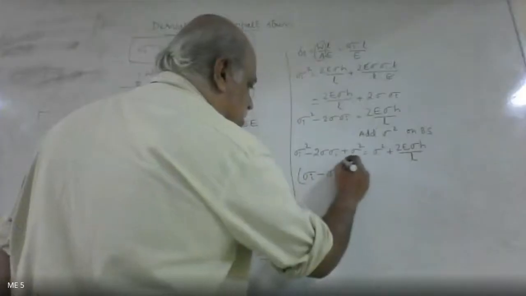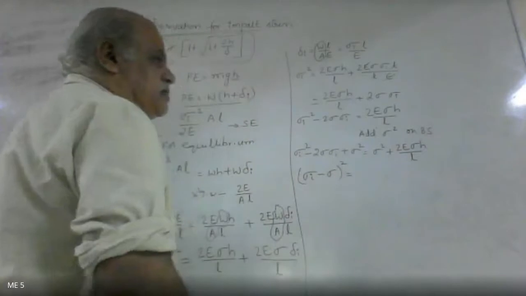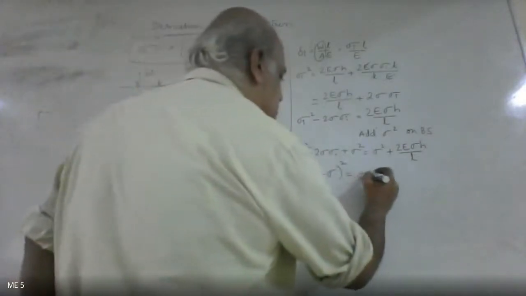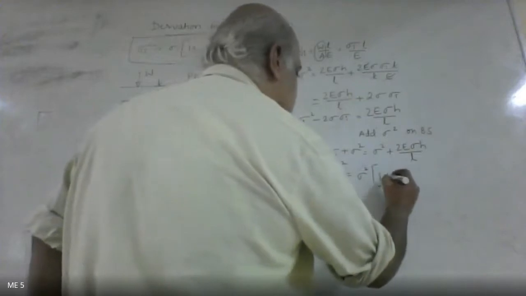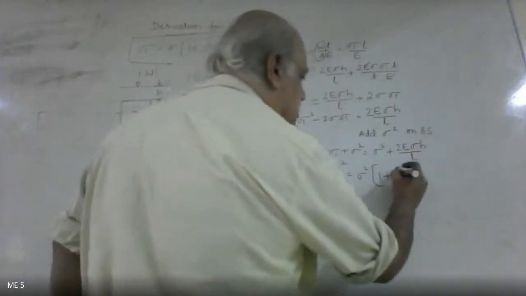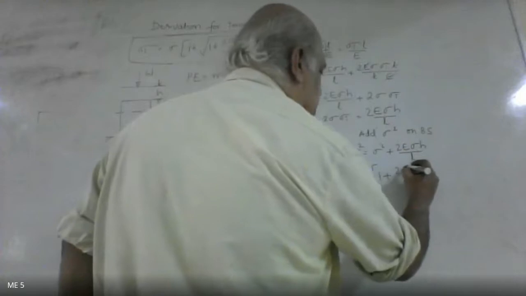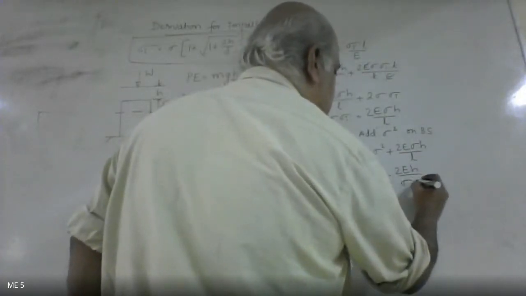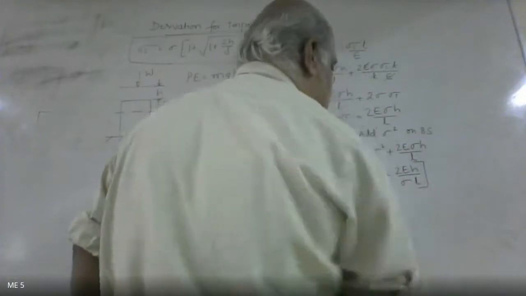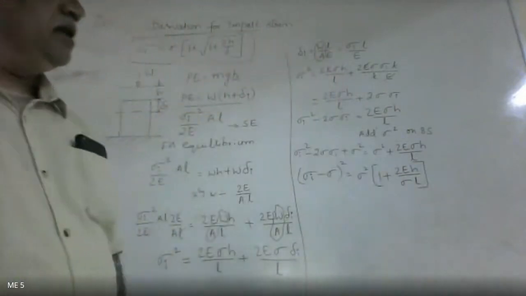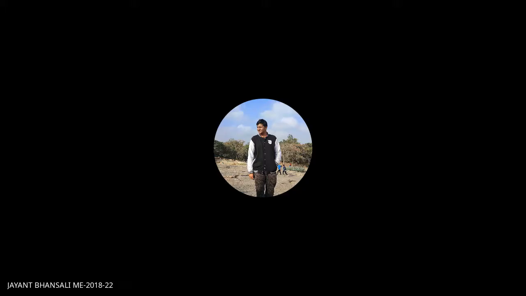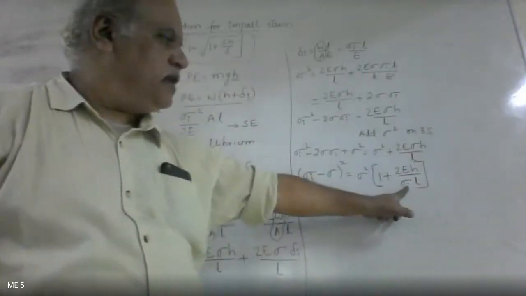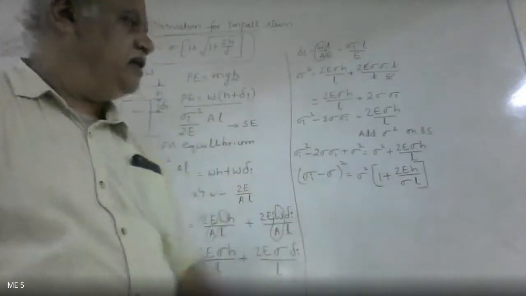Sigma I minus sigma whole square is equal to, here I am going to take sigma square as common. So sigma square into 1 plus, what do I get here? 2E H by sigma L. Am I correct here? Yes, sir. Sigma square I take common, so 1 plus this sigma is there, so therefore I take sigma on there and the down. Fine.